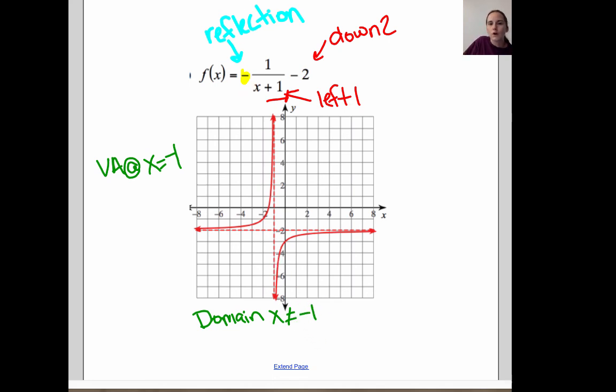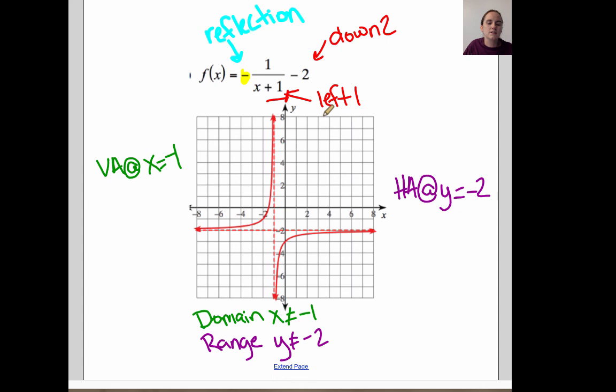And then for our horizontal asymptote, the horizontal asymptote has moved, and it is now at y equals -2, because it moved down 2, which means the range is affected. And we can use all values except -2, so y cannot equal -2.